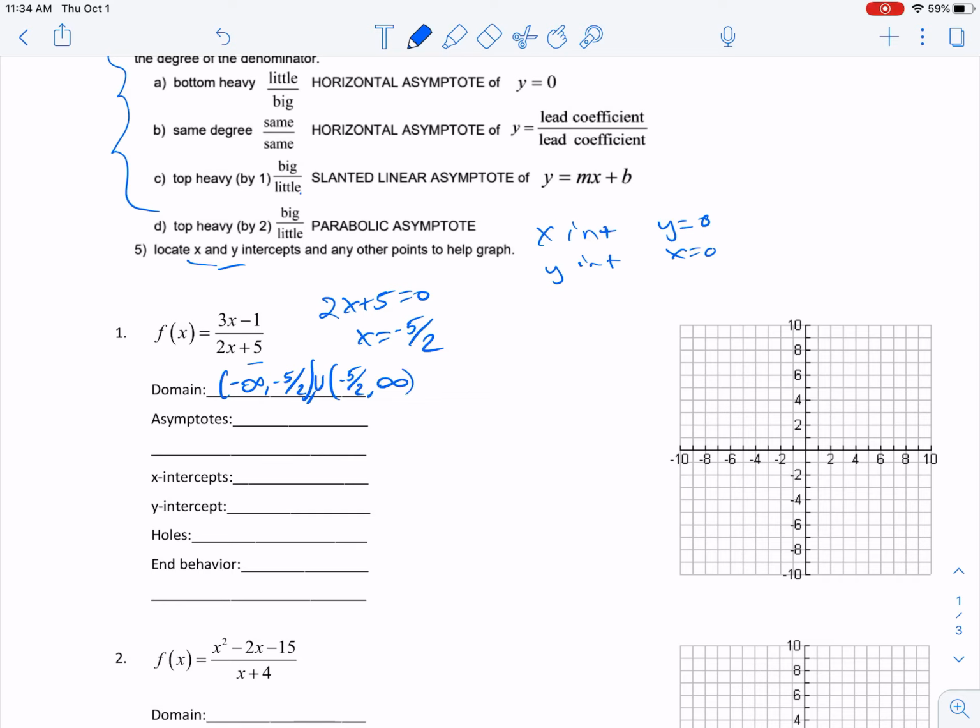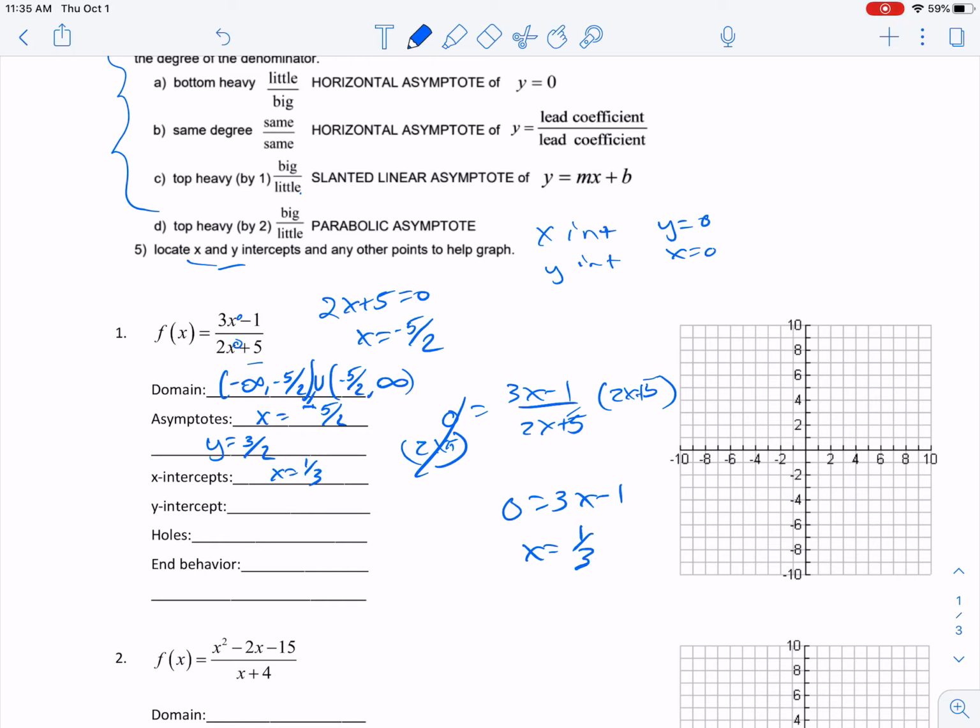The asymptotes, the vertical one is at x equals negative 5 halves. The horizontal, they have the same degree. They're both a 1, so it's at y equals 3 halves. X-intercepts, y is equal to 0. So you have 0 equals 3x minus 1 over 2x plus 5. You multiply by 2x plus 5. This goes away, and you get 0 equals 3x minus 1, so x is equal to 1/3.